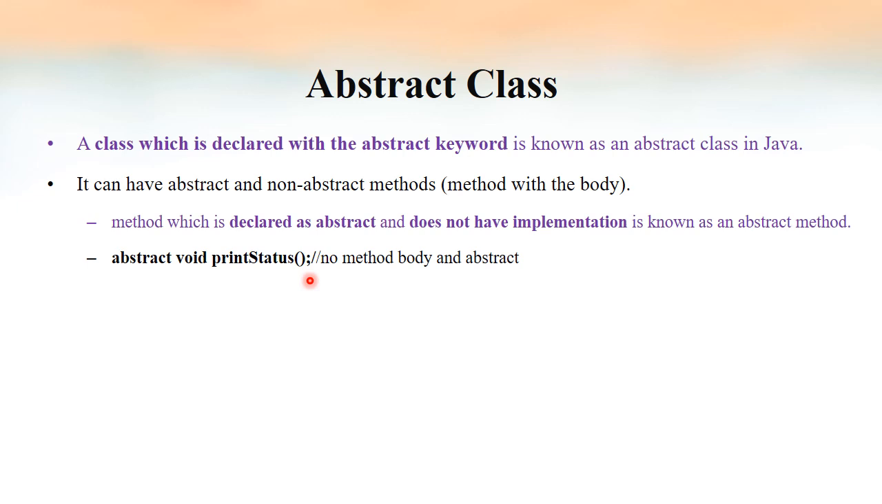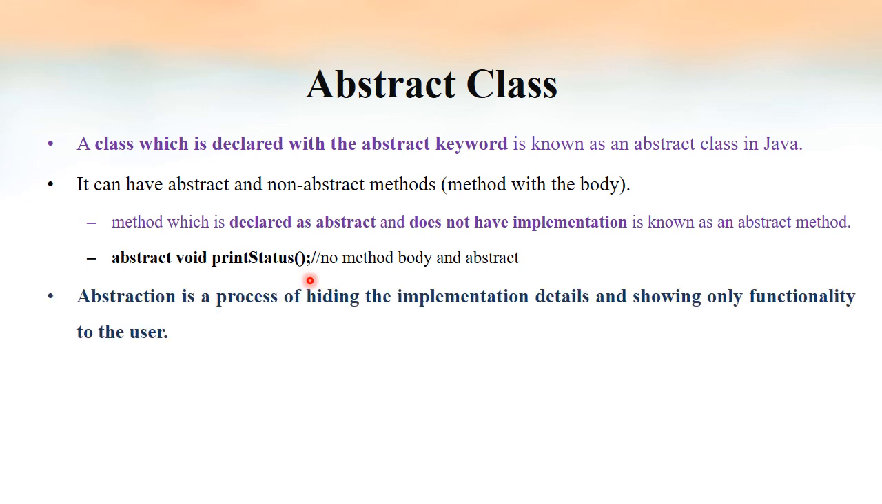We defined abstraction before when we discussed the features of object-oriented programming. Abstraction is the process of hiding the implementation details and showing only the functionality to the user. Here we are only displaying the name of the method. There is no body, and we are not showing a single line of code. So that is hiding the implementation. We don't know how this method is going to work; we are only showing the name of the method.